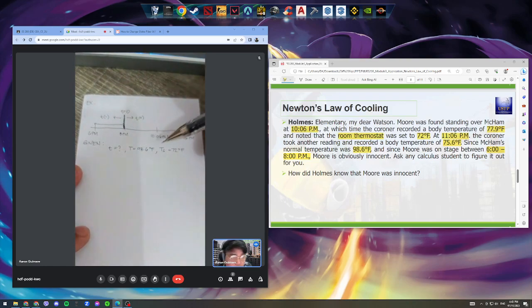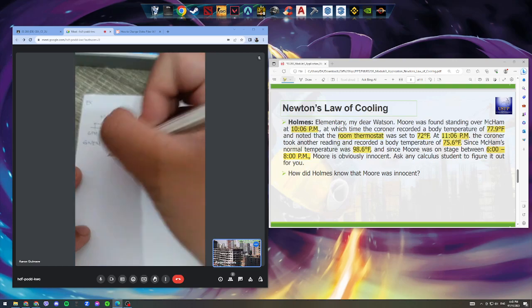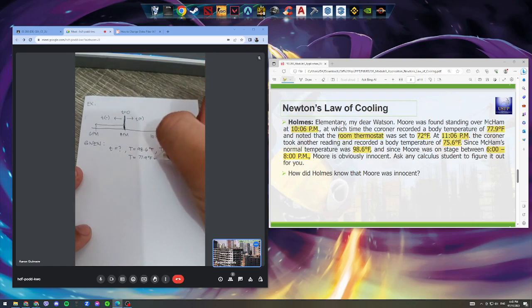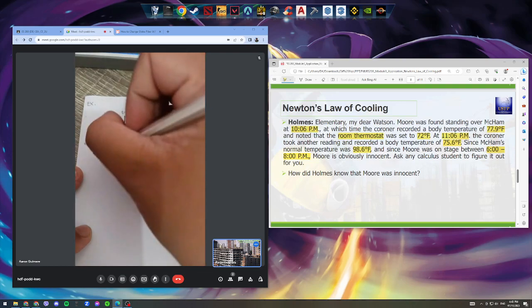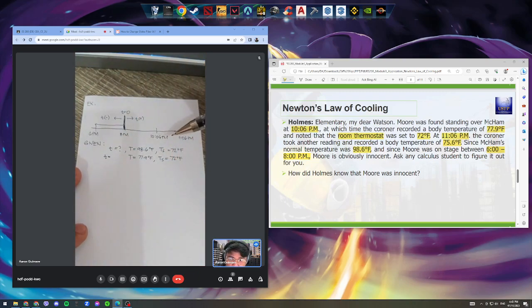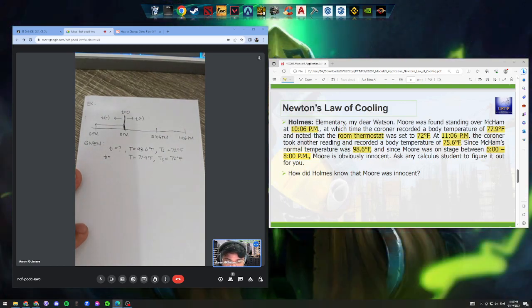So, what is our second condition? At 11:06 PM, we have recorded 77.9 degrees Fahrenheit. Then the temperature of the surrounding is just 72 degrees. So how do we get its time? Based on what we solved in our previous problem, the unit of our time is in minutes.